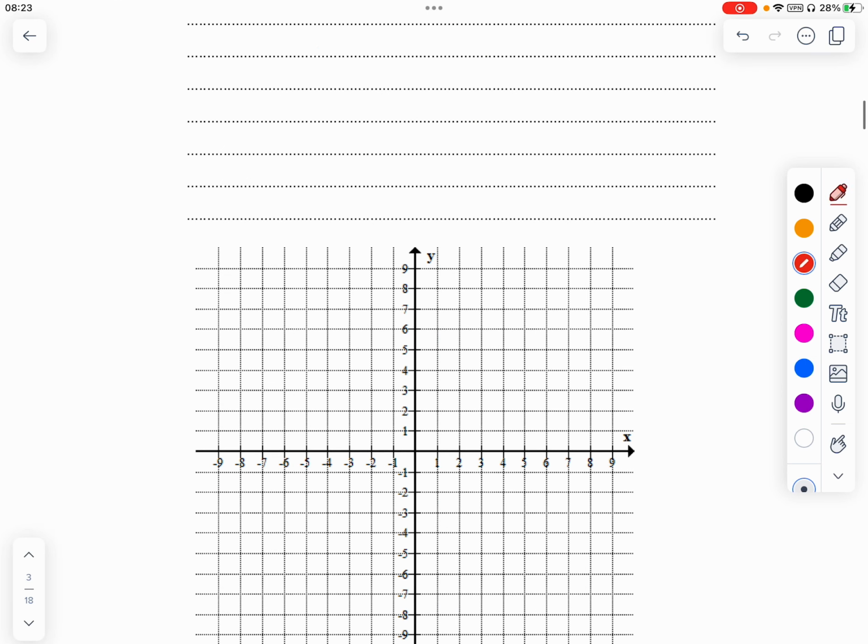Now sketch the graph. So we know that the horizontal asymptote is y equals 0. So I draw y equals 0, and the vertical asymptote is x equals 2.